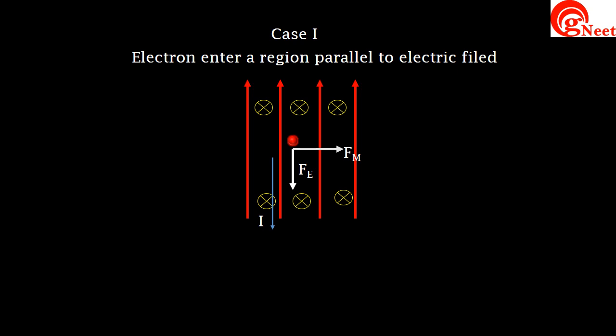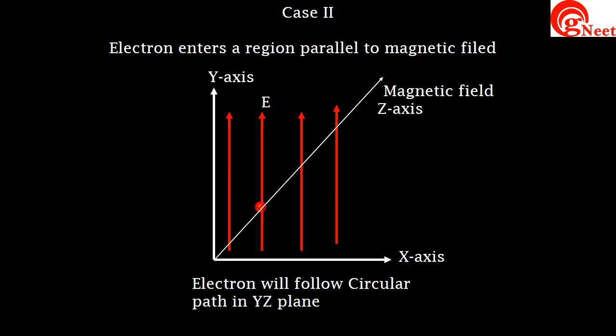Electric force and magnetic force are perpendicular to each other. Now the electron will be pushed down, opposite to the direction of motion of the electron. Its velocity is now reducing, while the perpendicular magnetic force will cause circular motion with a reducing orbit. Thus, the electron will follow a somewhat helical path.